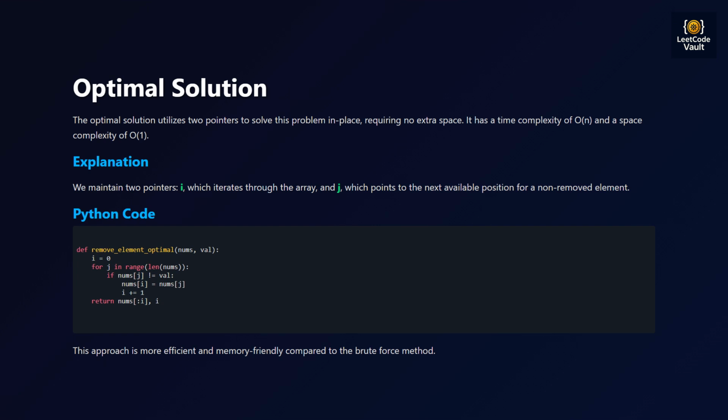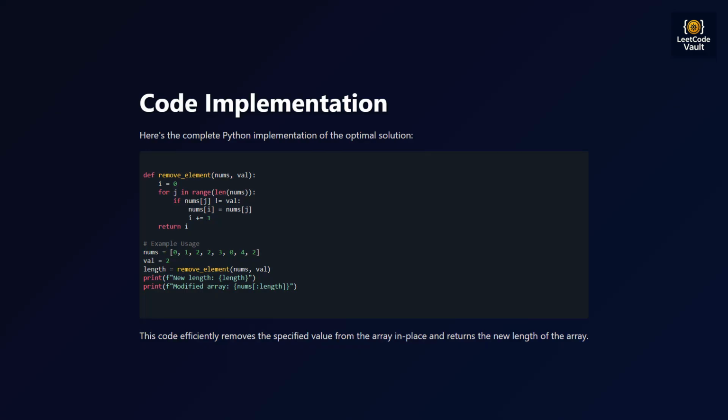Think of it like tidying your desk. The fast pointer is you looking at each item, while the slow pointer keeps track of where the organized items go. If the fast pointer finds something that doesn't need to be removed, we move it to the organized location indicated by the slow pointer and proceed. It's a very efficient way of removing elements without using additional space.